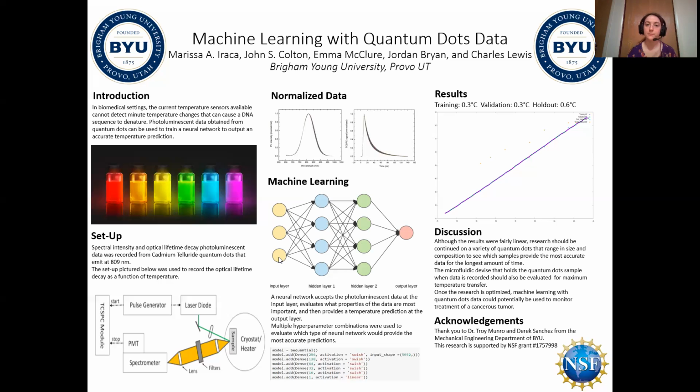So we input the photoluminescence data, and multiple nodes of the first layer check out all the different weights and biases of the next layer. And then each node in that layer checks out all the different weights and biases of the next layer. And the neural network sees which path leads to the most accurate temperature prediction.